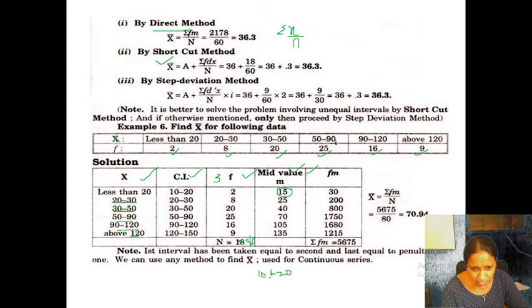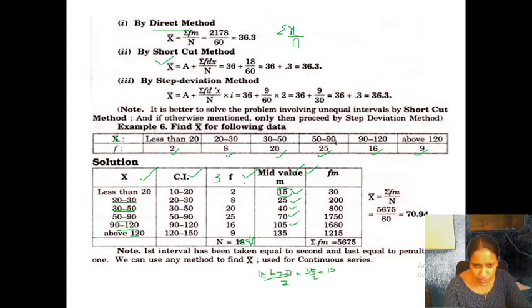Or you can directly take the mid value. That is, between 10 and 20, 15 is the mid value, right? So 30 divided by 2, that is 15. Okay. This is how you get the mid value. Similarly, 20 plus 30, how much? 50. 50 divided by 2, 25. So like this you should write the mid value.